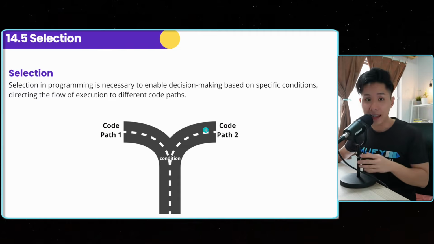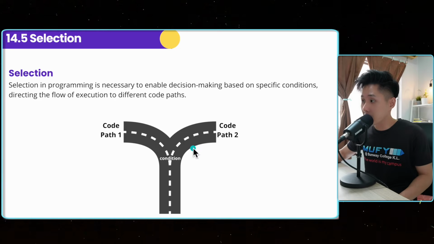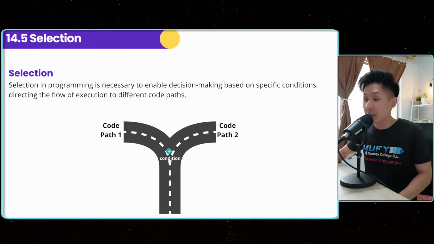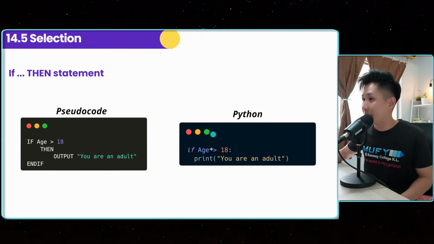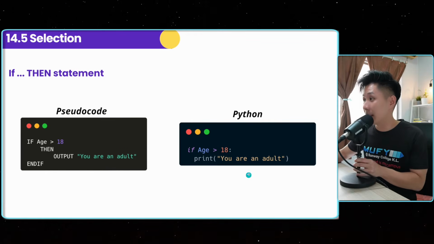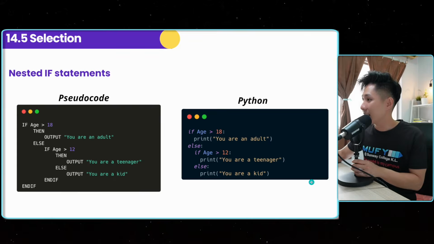Now, let's move on to selection. Again, we went through this in chapter 13 already. Basically, based on the condition, the program will determine which chunk of code to run. This is how we do an if-then statement in pseudocode. In Python, there is a slight change. First of all, you don't have to write the then keyword, and you need to put a colon here. So this is how we execute the same code in Python. And if you have an else statement, look, it's a lot simpler. It's the same thing.